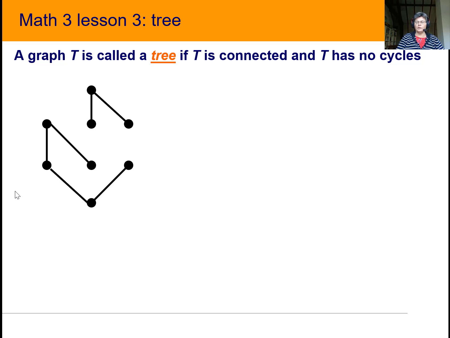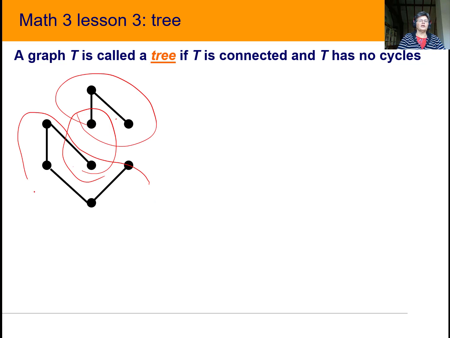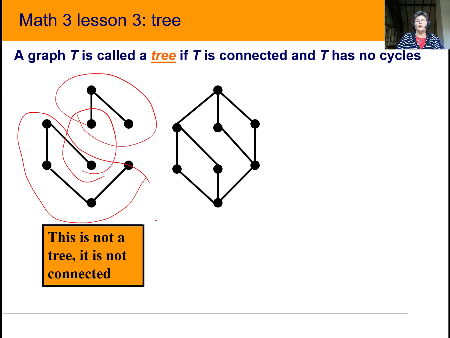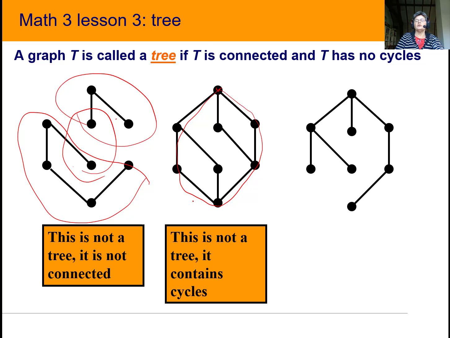So, for example, this first one is not a tree. It doesn't have cycles, so that one is okay, but it's not connected. Here, the first three elements are not connected to the other nodes. So this is not a tree. The second one is connected, but it also has a cycle. We can go from this point, walk around, and go back to that same point. So that's a cycle, so not a tree. And then this one, that's a tree.